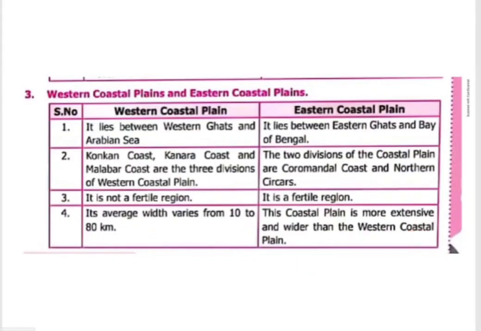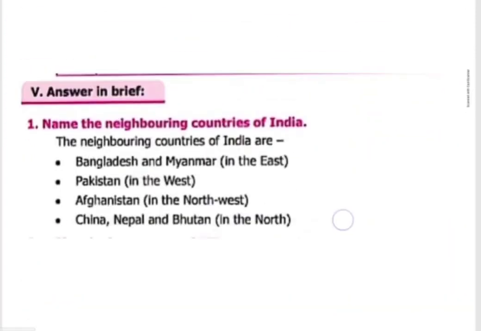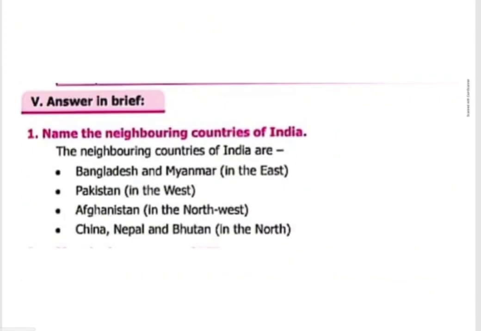The next question, the fourth question. Only three questions are there, children. The next one, a two-mark answer. What are the neighboring countries? Otherwise, name the neighboring countries of India. Who are they, children? Bangladesh and Myanmar in the east. In the eastern part, Bangladesh and Myanmar are there.